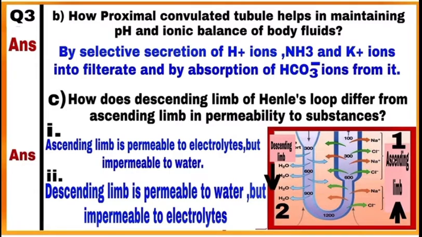Part C. How does descending limb of Henle's loop differ from ascending limb in permeability of substances? See the ascending limb of Henle's loop in the diagram. Ascending limb is permeable to electrolytes but impermeable to water. While check the descending limb now. It is permeable to water but impermeable to electrolytes.